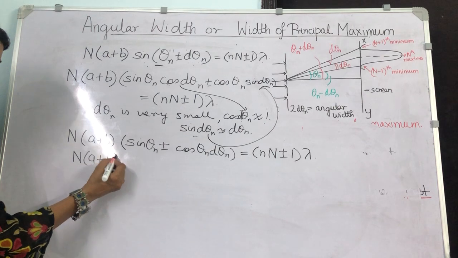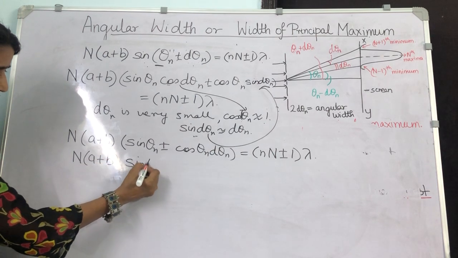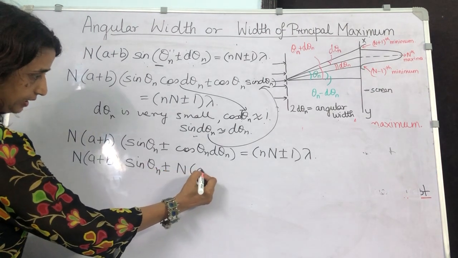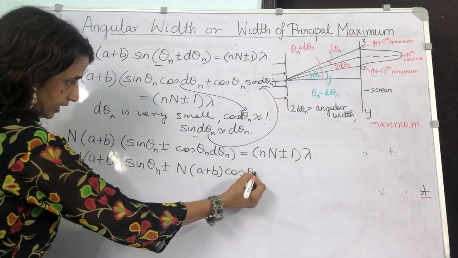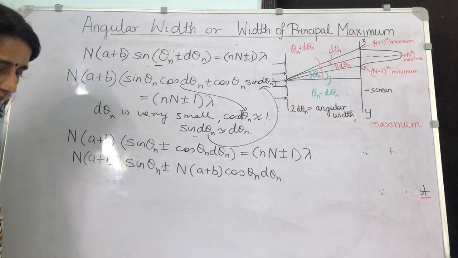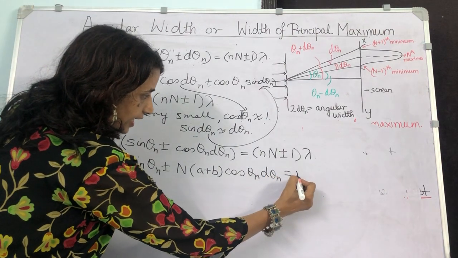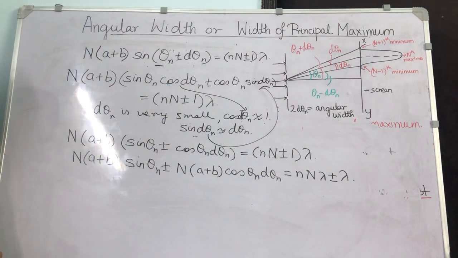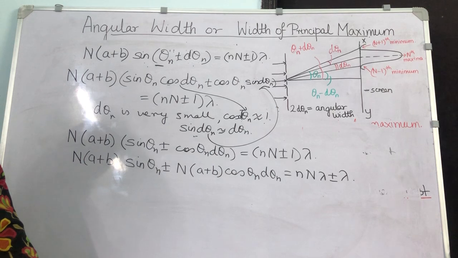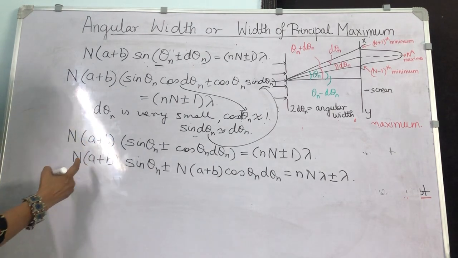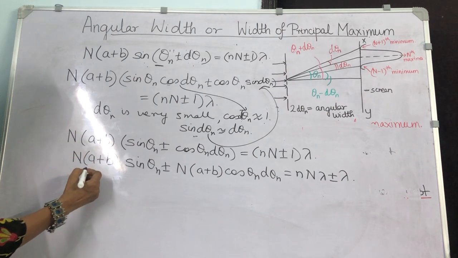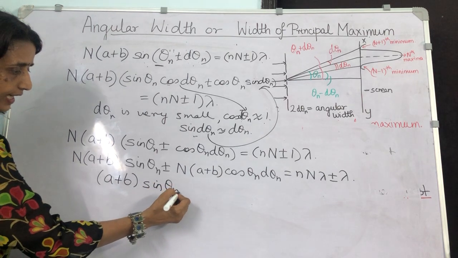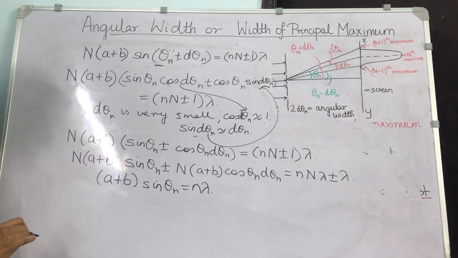We get N(a+b) sin θn ± N(a+b) cos θn dθn = N·nλ ± λ. This is how we have solved the expression. Now we know that the principal maxima for the single case is given by the expression (a+b) sin θn = nλ. This is a standard expression.